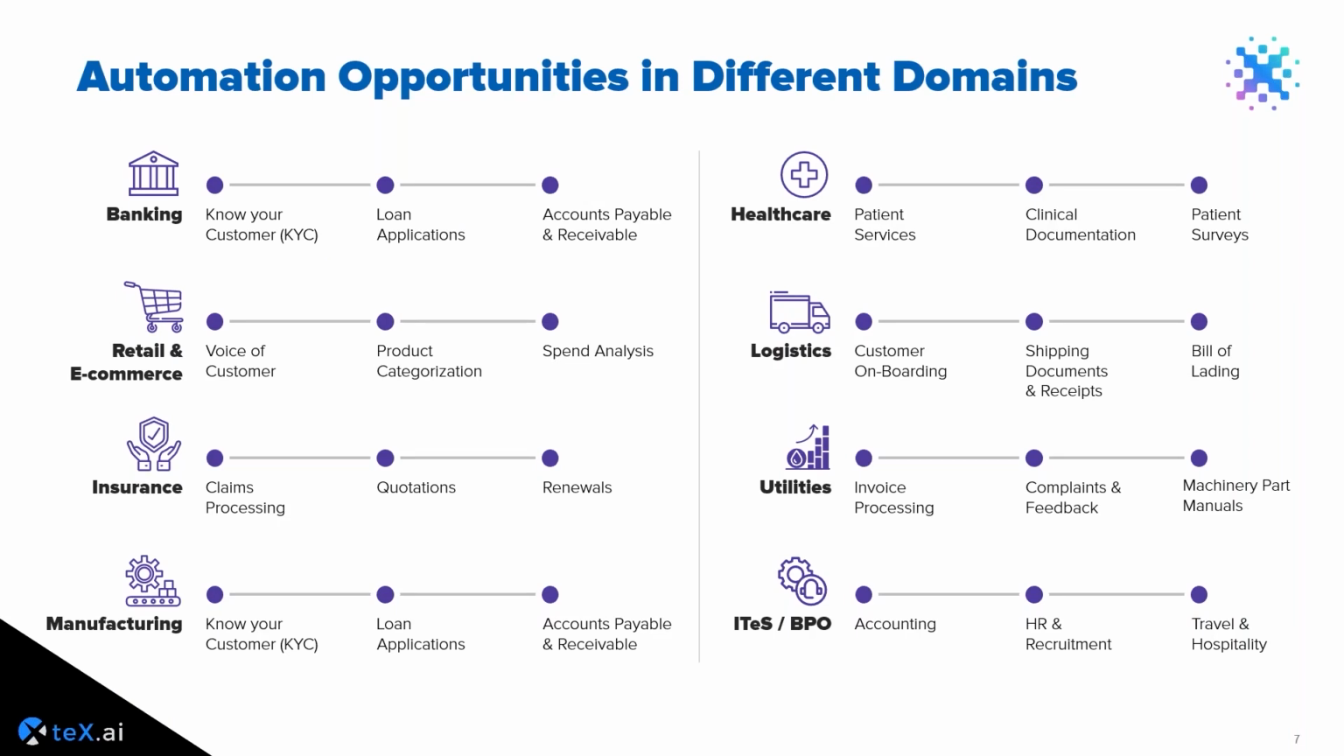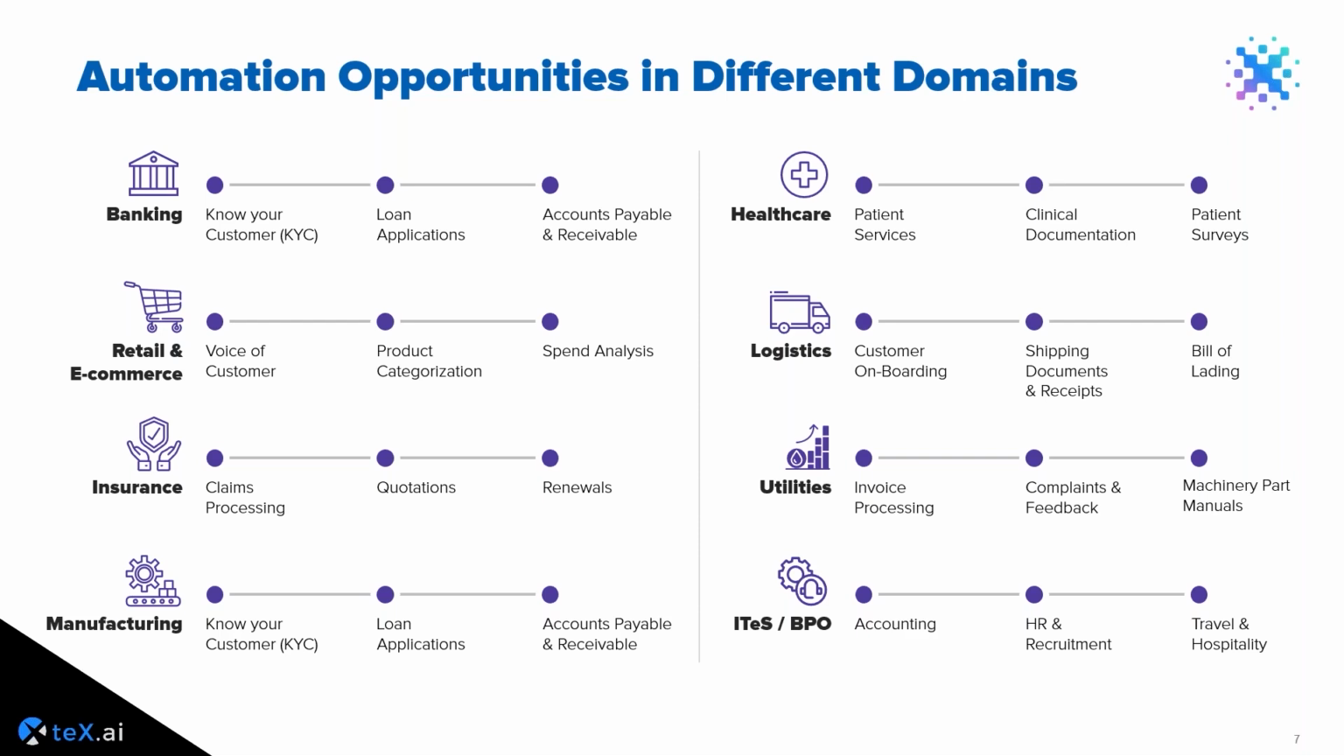Here are a few automation opportunities that we have seen in different domains, but this is not an exhaustive list, right? If you look at banking, you have know your customer, loan applications, accounts receivable and payable. All these processes involve a lot of documentation. If you look at retail, we have voice of customer, where we analyze a huge amount of customer reviews and feedback from various sources such as social media, app store or play store, Facebook, Twitter, etc., even Google. Right? It can be in the form of surveys. A lot of companies run very pinpointed surveys for understanding the customer needs. When we collect all this data and analyze it, we can definitely make sense of what the customers are looking for.